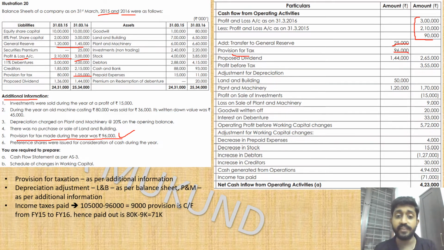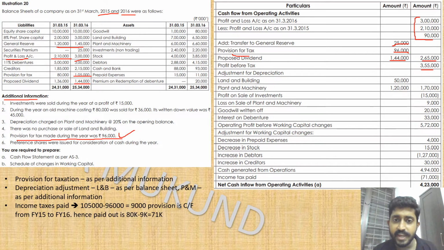Next, proposed dividend. Dividend proposed for the current year will be paid in the next year. So in the current year, 1,44,000 is the dividend that is proposed. Now I am adding back this 1,44,000. Next, we can find 2,65,000 as a subtotal as of now. That will be the profit before tax.